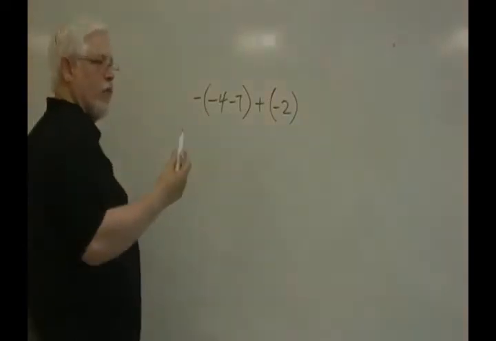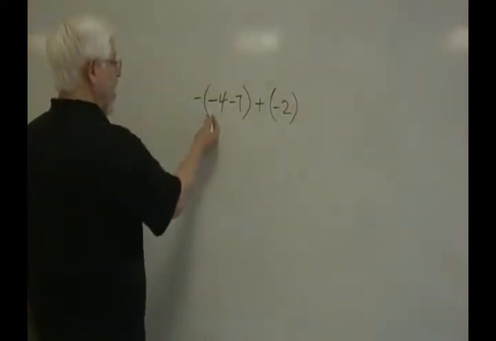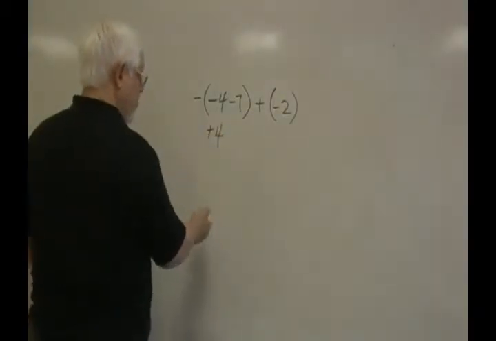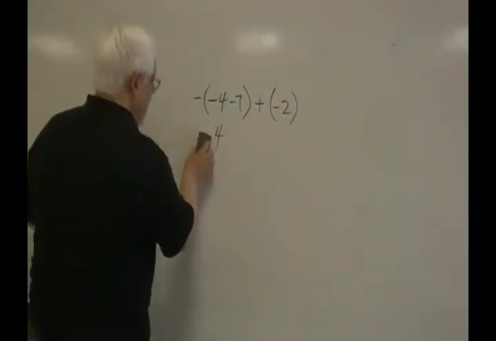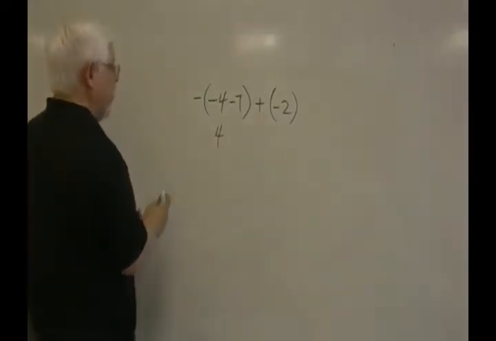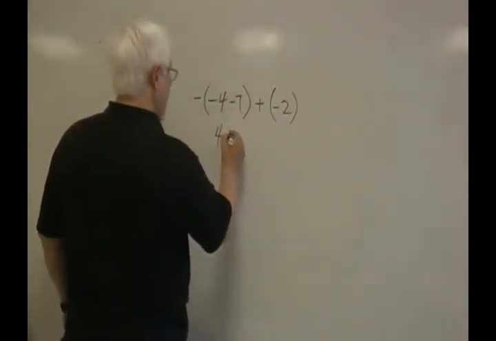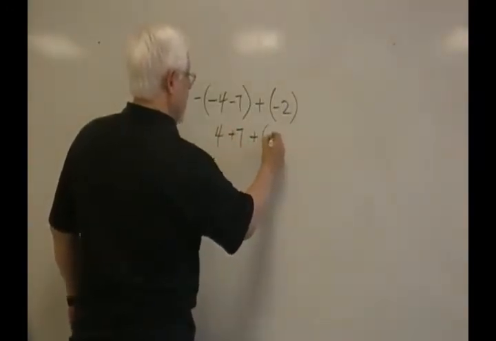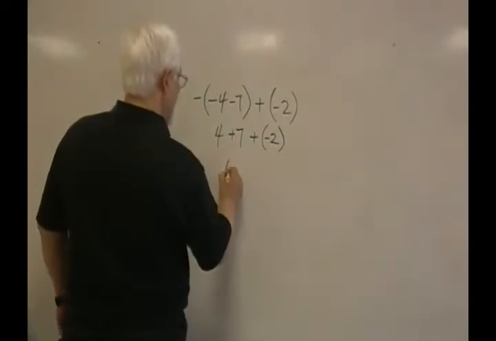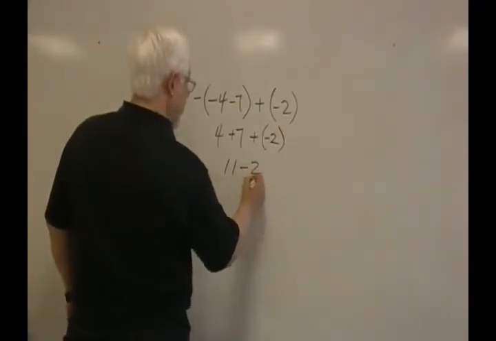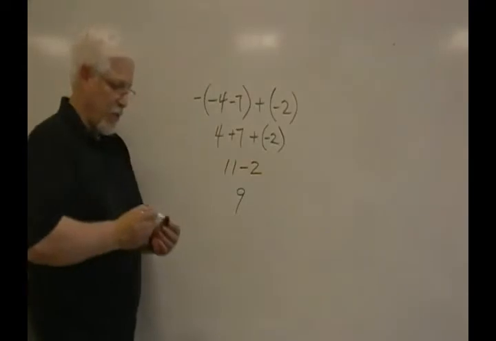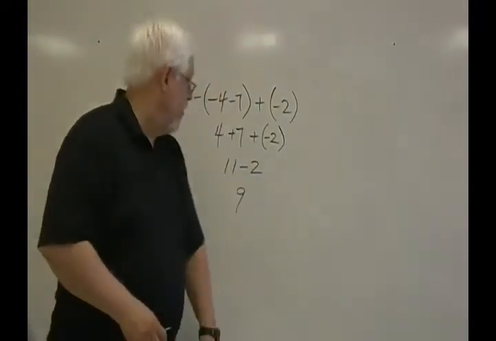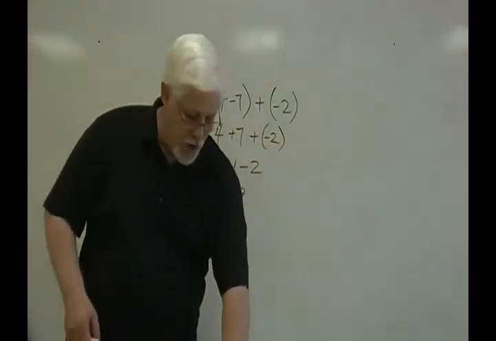So now, using the rule I just taught you, try negative times negative 4 would be a plus 4, or just 4. The plus sign is understood, and a negative times negative 7 would be plus 7, plus a negative 2. That would be 11. Negative 2 would equal 9. Now I look for my answer in the choices, and I find that E is the correct answer to number 9.